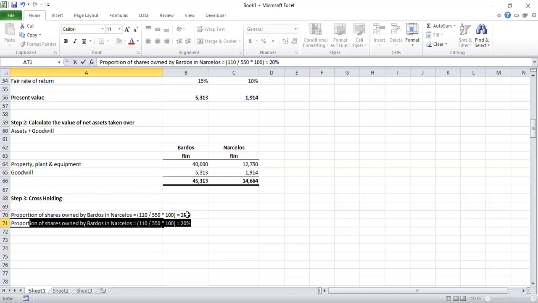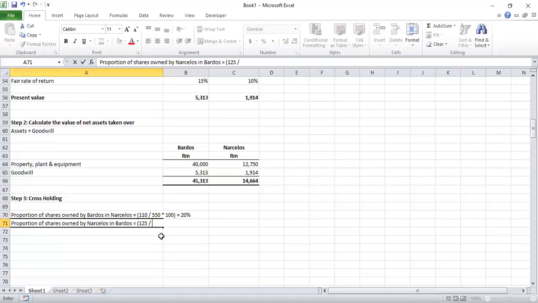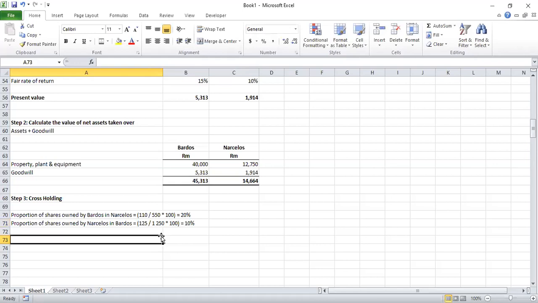Then proportion of shares owned by Nacelos in Bados, which is equal to, right, they own 125 million shares out of 1,250. So if we say 125 divided by 1,250 times 100, sorry, I was already on the answer, which is equal to 10%, which is straightforward. Right, so this is the cross holding. Bados owns 20% in Nacelos, and Nacelos owns 10% in Bados.